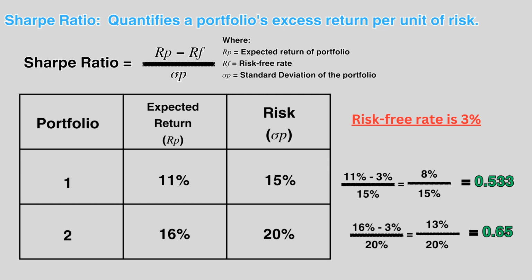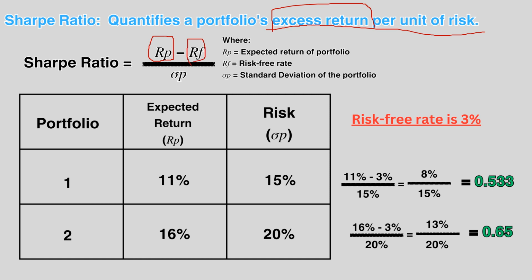The Sharpe ratio is a great tool that we can use to compare different investments and portfolios. It quantifies a portfolio's excess return per unit of risk. First, we'll focus on the excess return portion of this. The excess return in this case refers to the excess return over and above the risk-free rate of this portfolio. So it's going to take the expected return of the portfolio and subtract the risk-free rate from that.